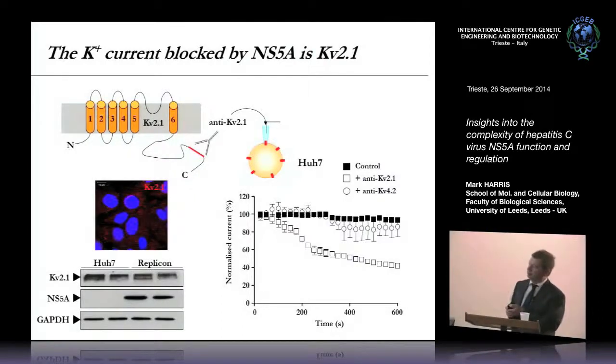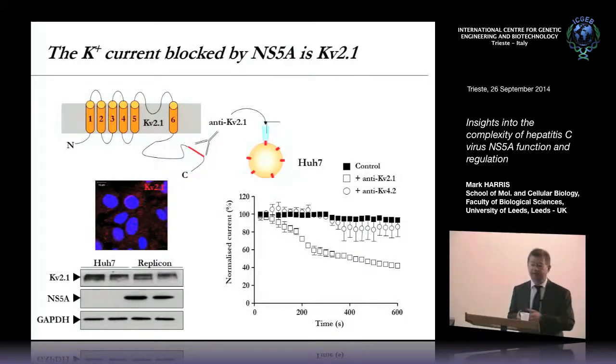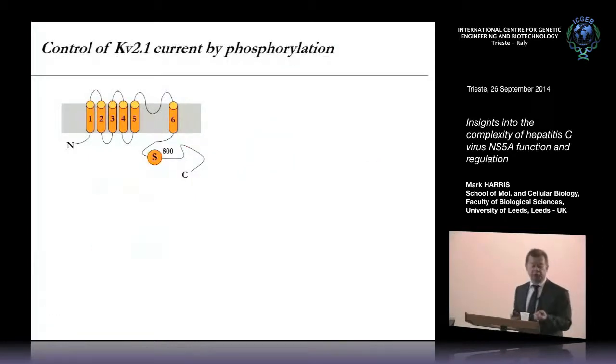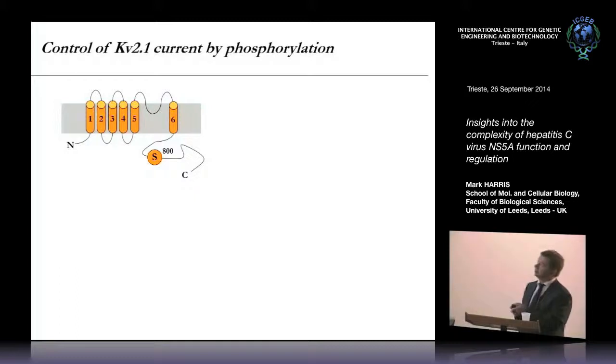And if you Western blot or do immunofluorescence for the KV2.1 channel, you can see it's present in HUH7 cells, and it's present in the replicons. It's not that you've lost the channel. The channel's still there. It's just not active. So something is happening to the activity of that channel in the replicon cells. So we set out to have a look at what that function might be, how 5A might be blocking that.